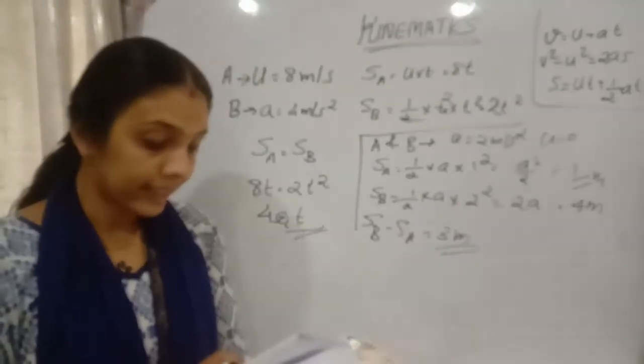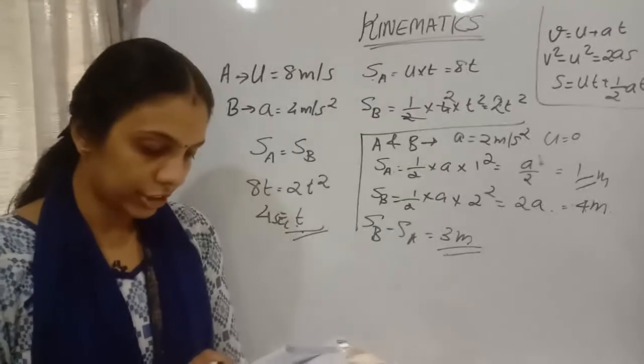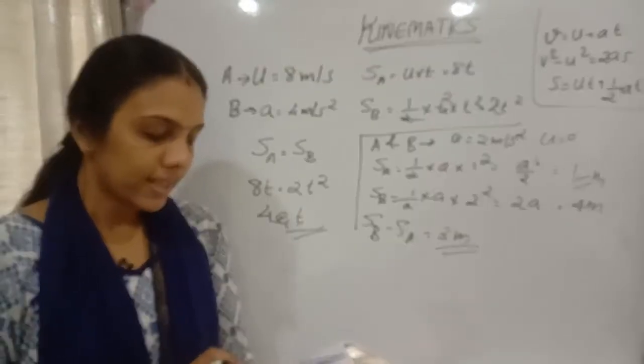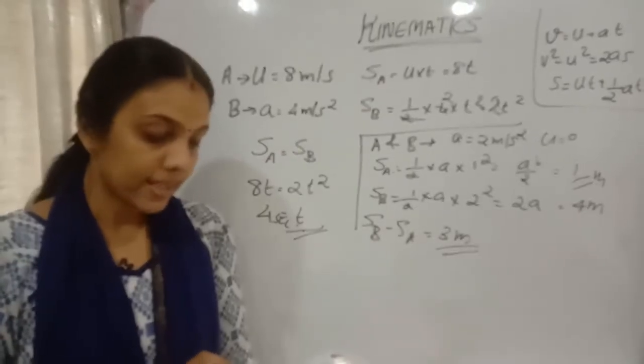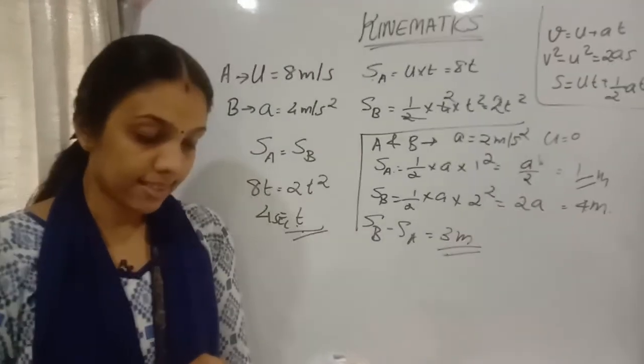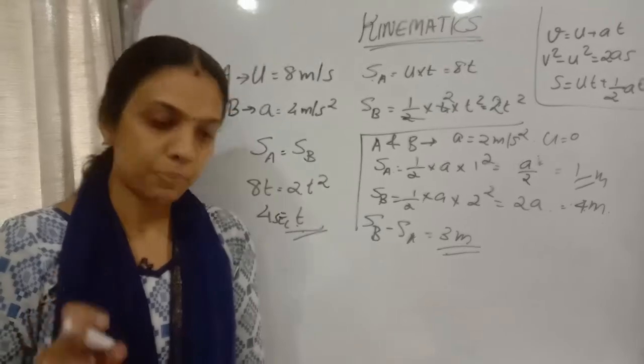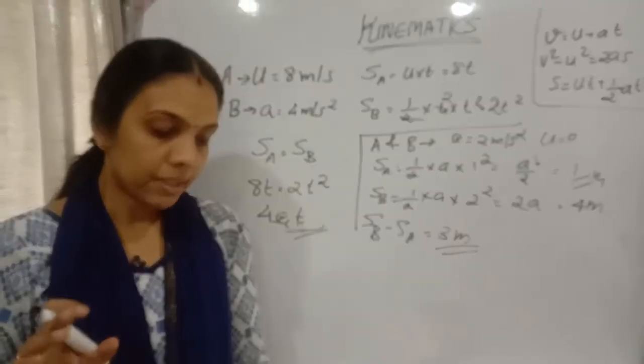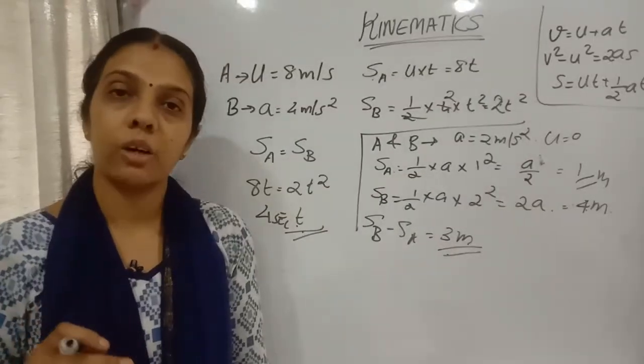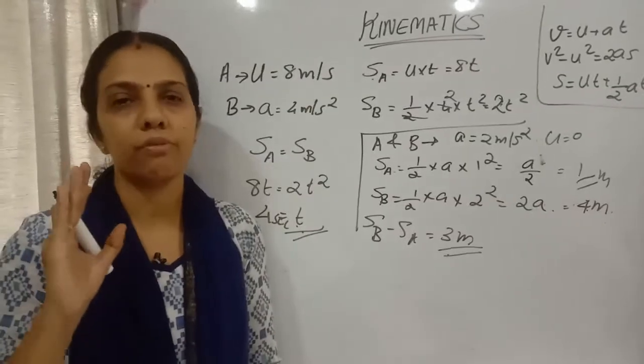The displacement of a particle moving in a straight line is described by the relation S = 6 + 12t - 2t², where S is in meters and t in seconds. Find the distance covered by the particle in the first 5 seconds. So the displacement relation is given. We need to find out the distance covered in 5 seconds.